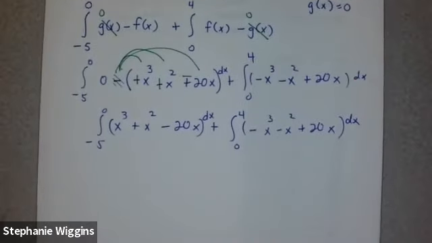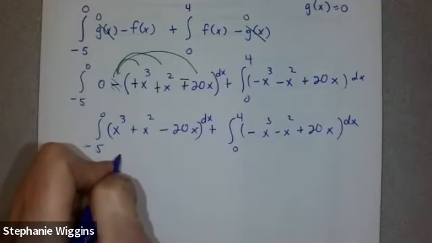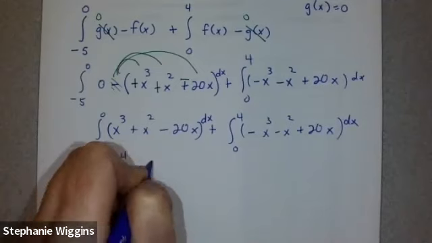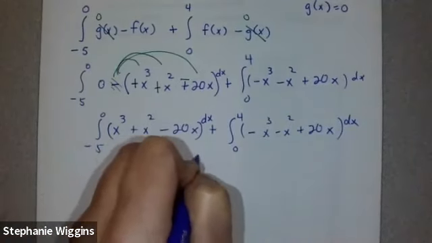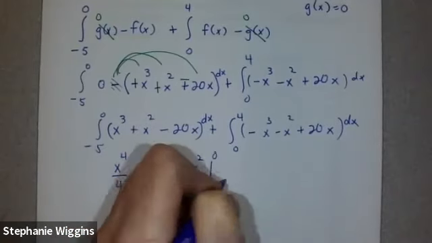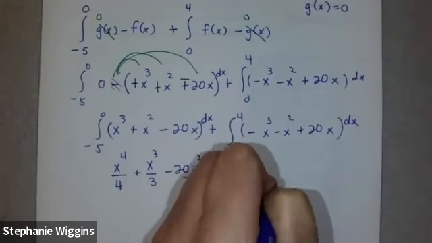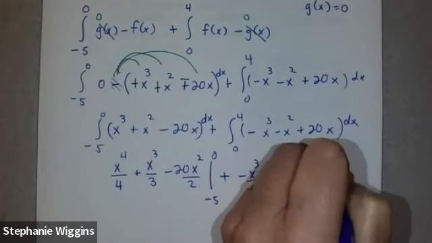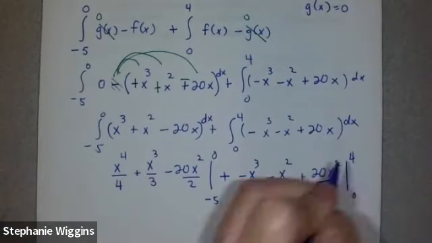Okay, now we can do the integration. This is going to become, remember, you add 1 to the exponents, x to the 4th over 4 plus x cubed over 3 minus 20x squared over 2, evaluating from -5 to 0, plus minus x cubed over 3 minus x squared over 2 plus 20x squared over 2, evaluated from 0 to 4.